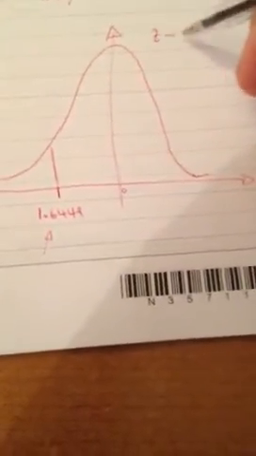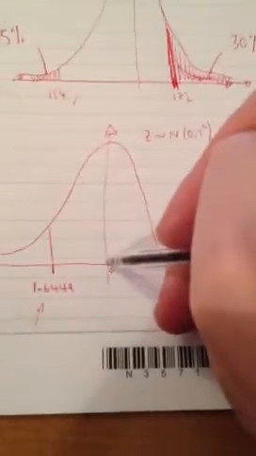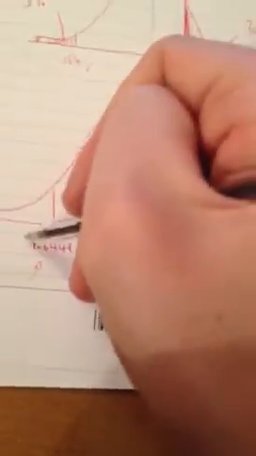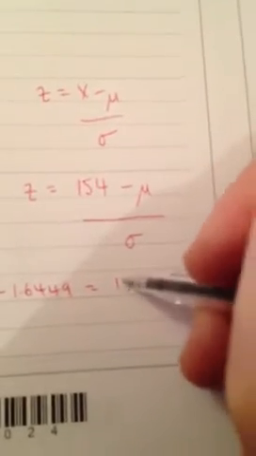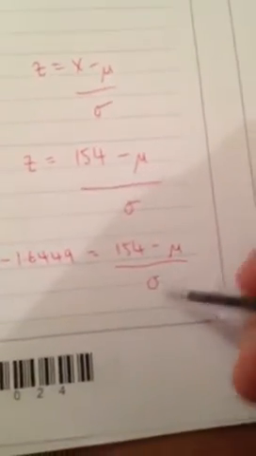Now this is going to be 0, because this is the Z normal curve with mean of 0, standard deviation of 1. So if that's 0, anything that way is negative, and anything this way is positive, so that must be negative. So instead of Z over here, I write minus 1.6449 equals 154 minus the mean divided by the standard deviation.